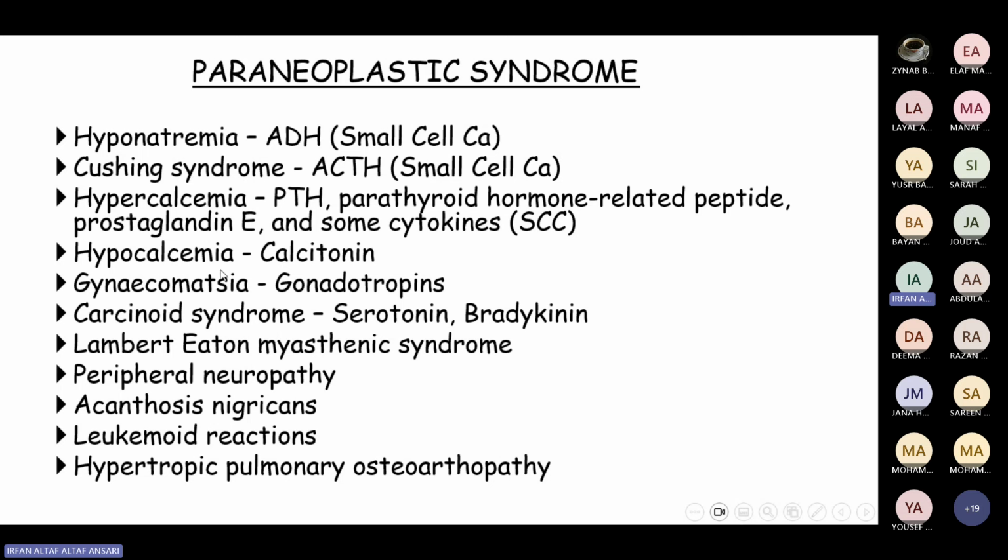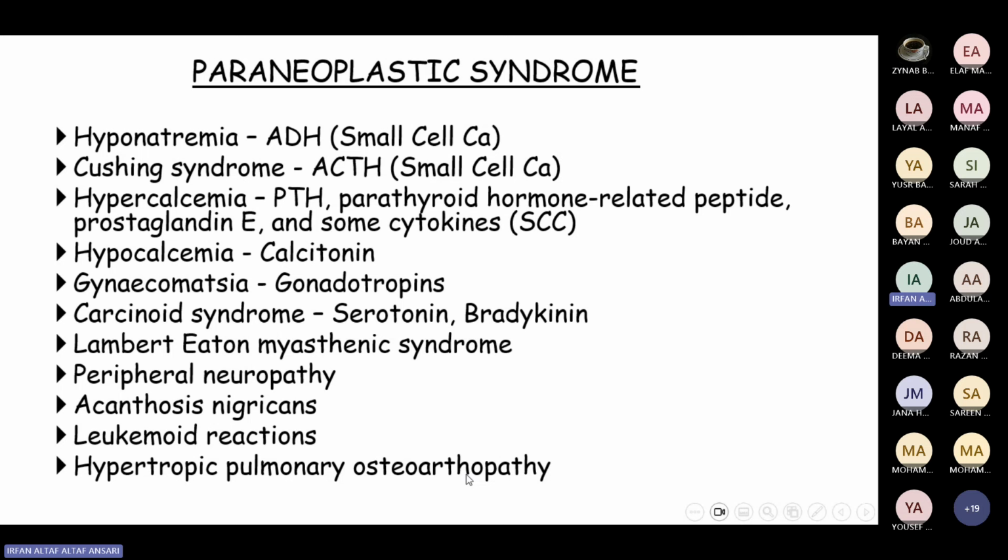You also get hypocalcemia when the tumor secretes calcitonin, gynecomastia when the tumor secretes gonadotropins, carcinoid syndrome when the tumor secretes serotonin or bradykinin. Lambert-Eaton myasthenic syndrome, when they secrete acetylcholine-resembling antibodies. Okay. Peripheral neuropathies, acanthosis nigricans, the black patches over the neck, axilla and groin, leukemoid reaction, like a very high WBC count, hypertrophic pulmonary osteoarthropathy.